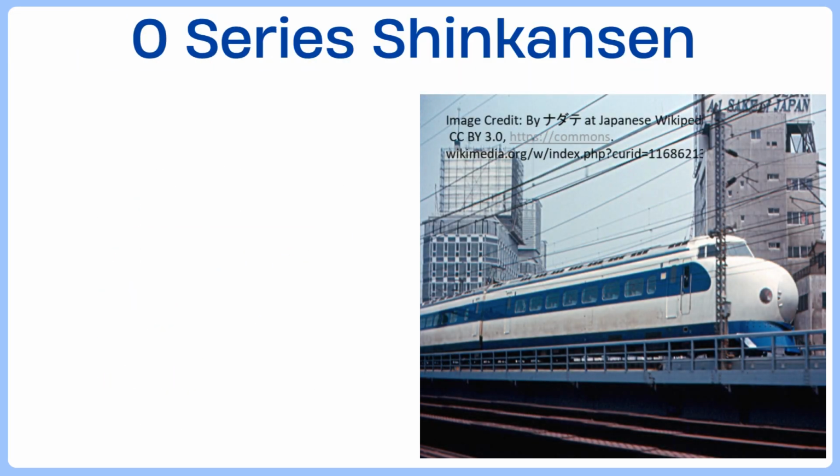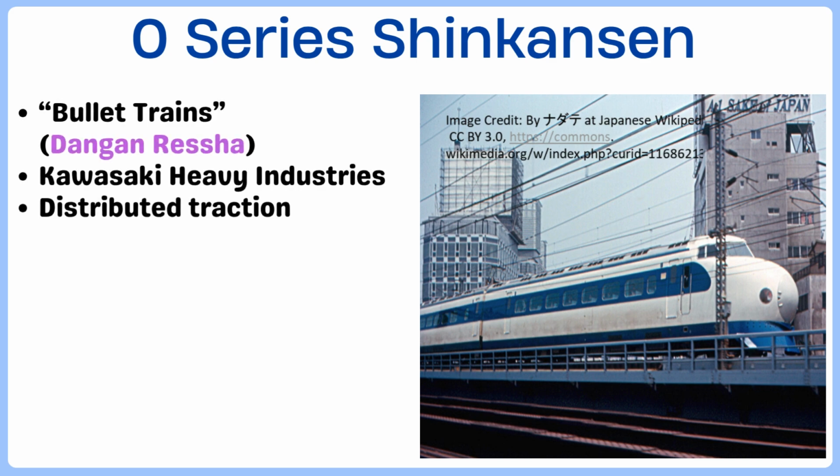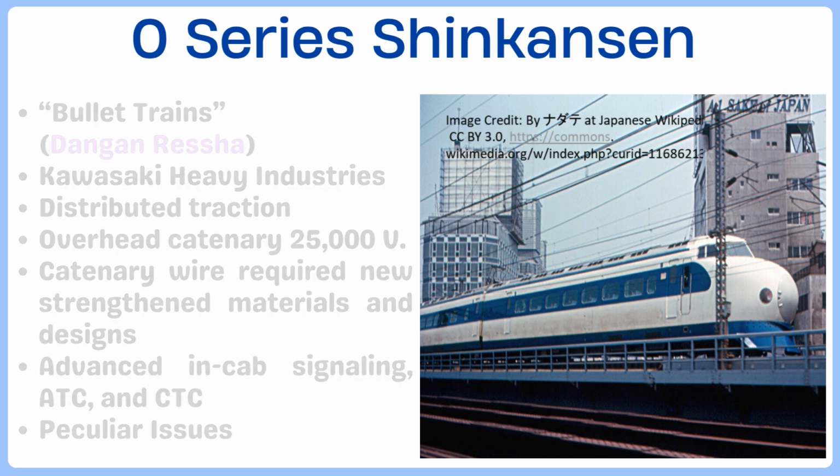The Zero Series Shinkansen, known as bullet trains in English, Danganreisha in Japanese, were built by Kawasaki Heavy Industries. It was a distributed power rolling stock. Overhead catenary was supplying 25,000 V. The catenary wire and suspension required new strengthened materials and designs with a high propagation velocity matching.